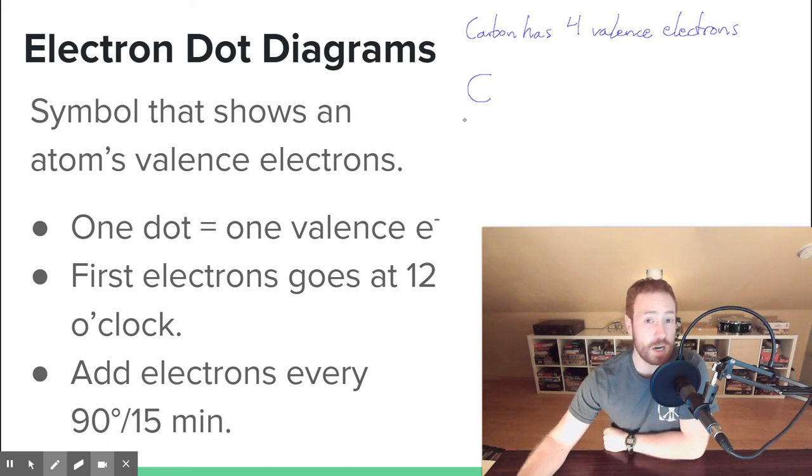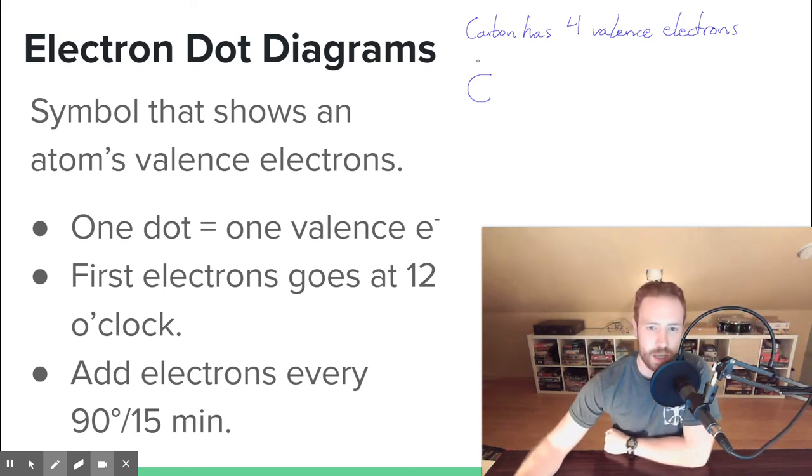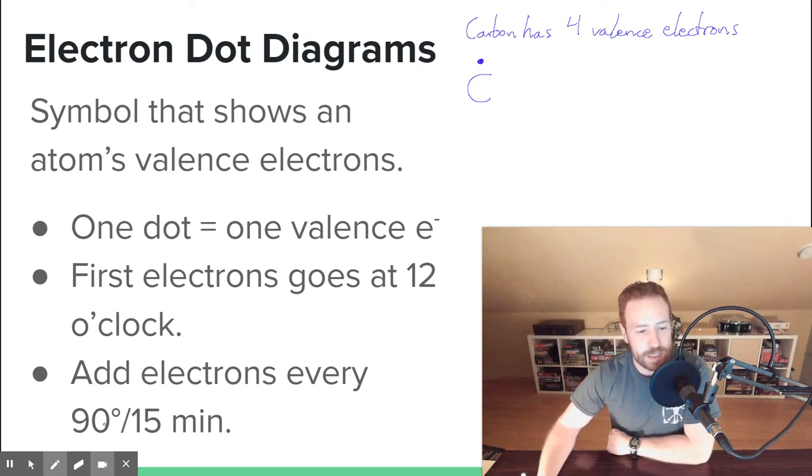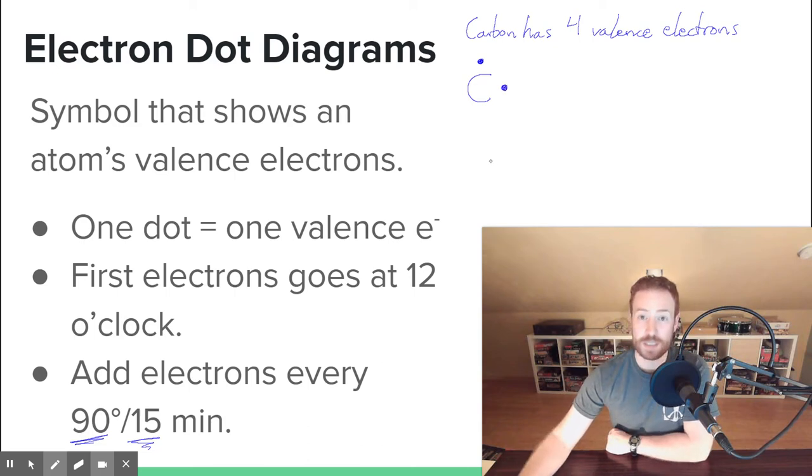Now, the first dot always goes at 12 o'clock. And by that, I mean, like, if you were looking at a clock and you went to 12 o'clock, the first dot always goes at the top here. Then you're going to go 90 degrees, or if you're sticking with the clock analogy, you're going to go 15 minutes for every successive dot. So the second dot would go there 15 minutes later, or a 90-degree angle away from the first one. The next dot would go here, and the next dot would go here. That is the electron dot diagram for carbon.